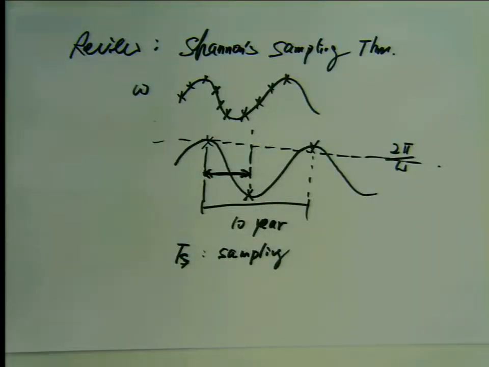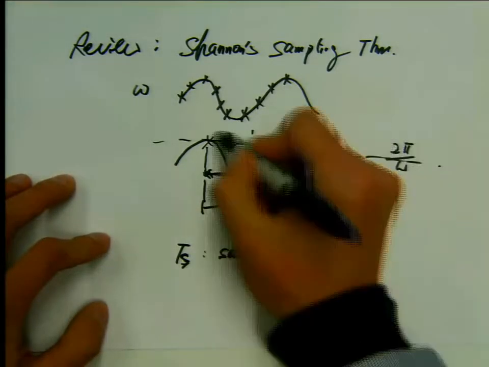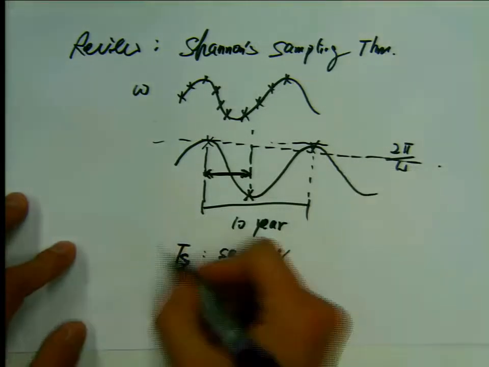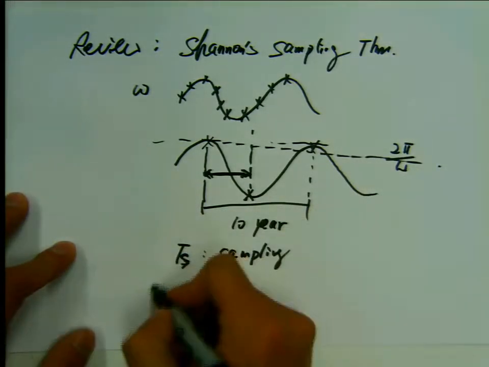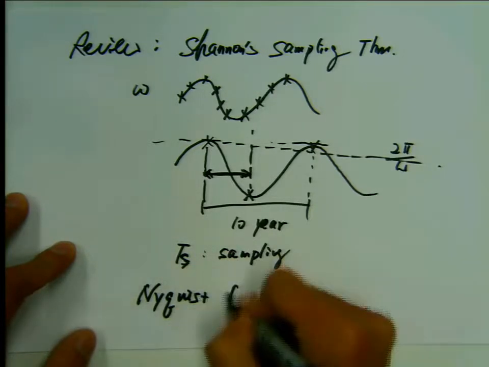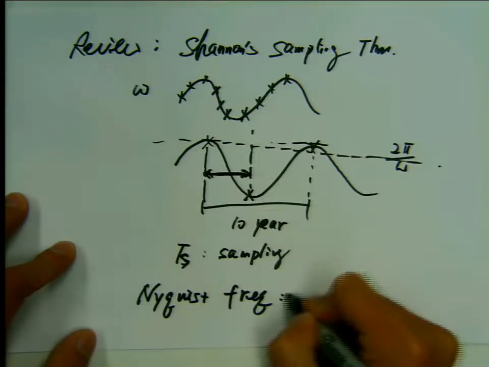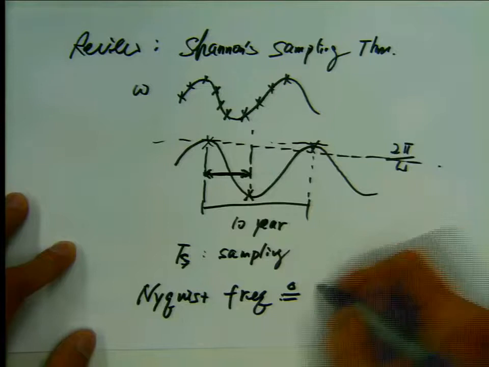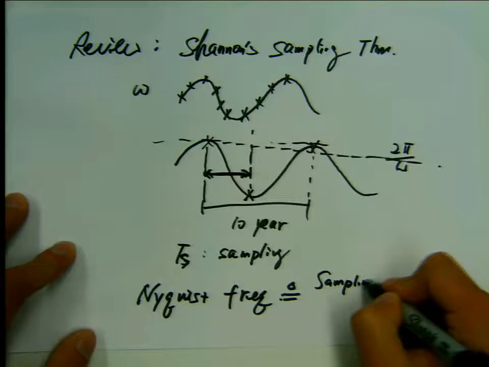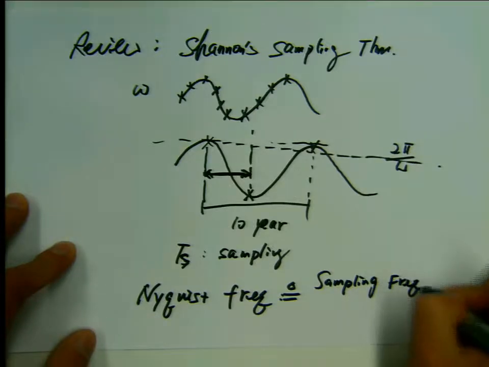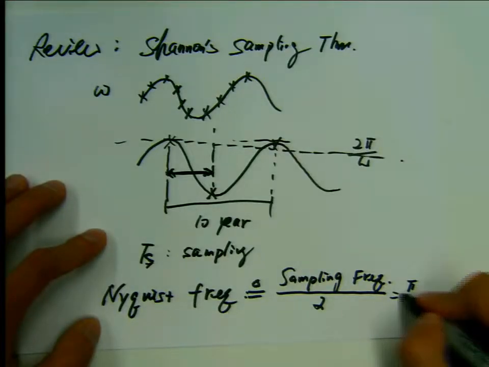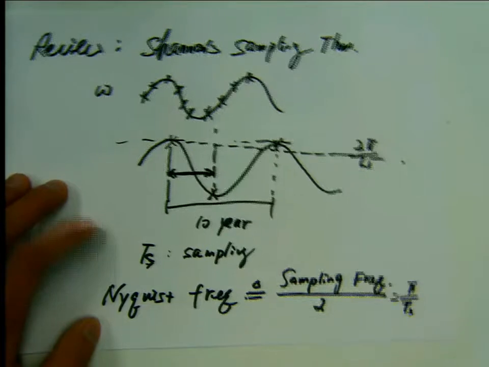And it's not very difficult to get the intuition if you draw this kind of pictures and see how it goes, all right? So over here, we discussed something called a Nyquist frequency, which is defined in multiple ways. It's defined by either sampling frequency divided by 2, okay? Which is essentially pi divided by TS. This is called the Nyquist frequency.